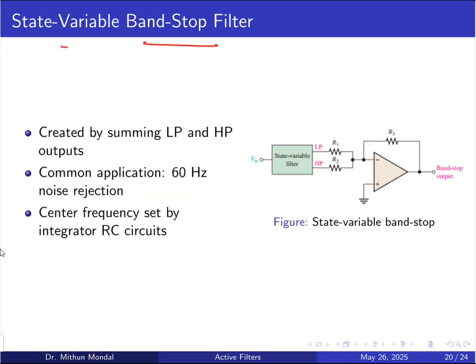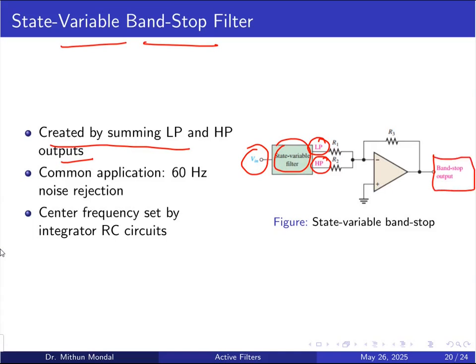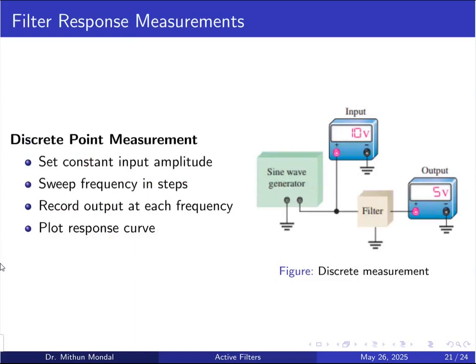A band stop filter in the state variable form can be created by summing the low pass and high pass outputs. So here you have low pass and high pass. These two are summed with the help of a state variable filter, the input voltage is given, and the output that we get from the filter is the band stop filter. A common application of this is when we need 60 Hz noise rejection. The center frequency is set by the integrator RC circuits, so whatever center frequency we need, we set it with the integrator RC network.